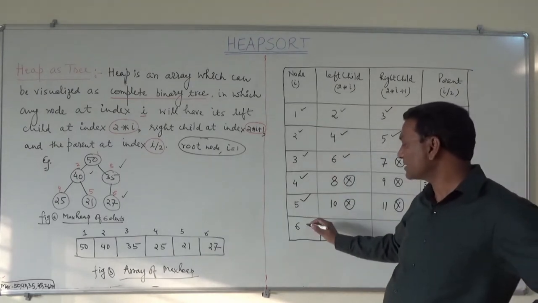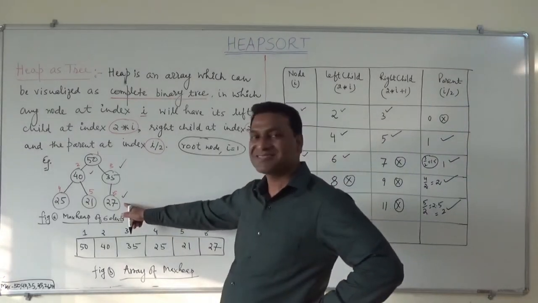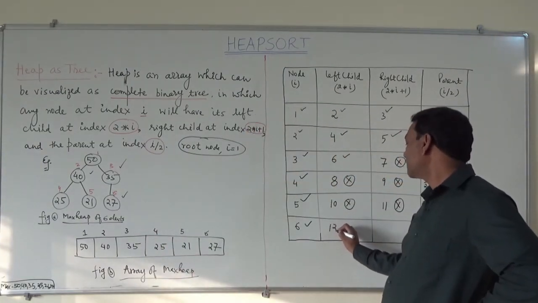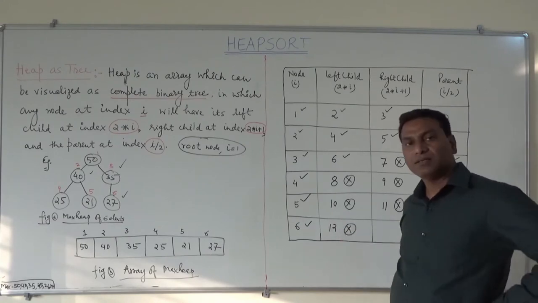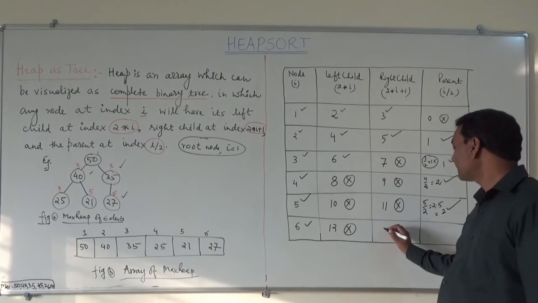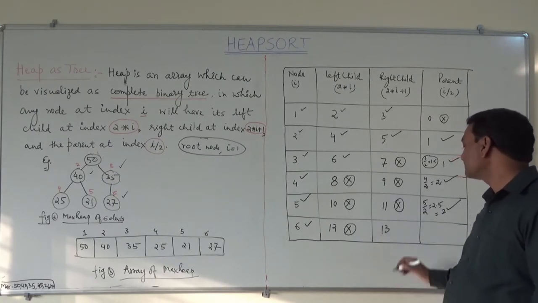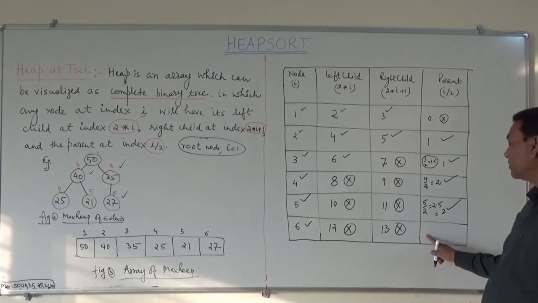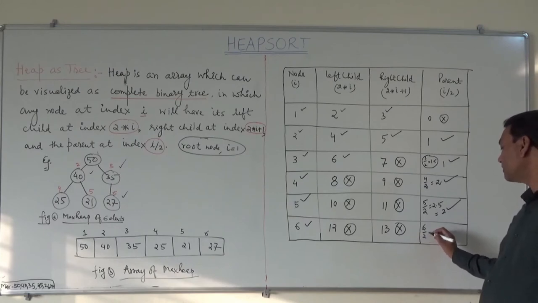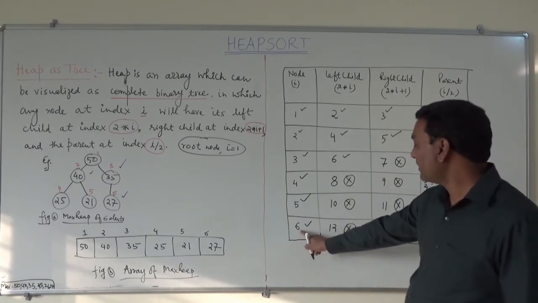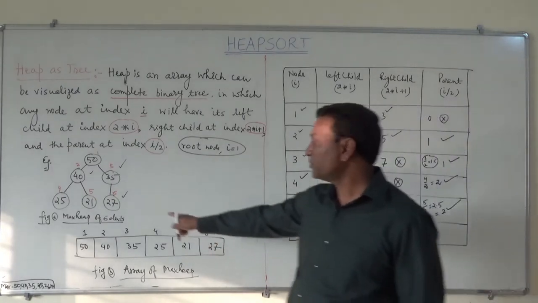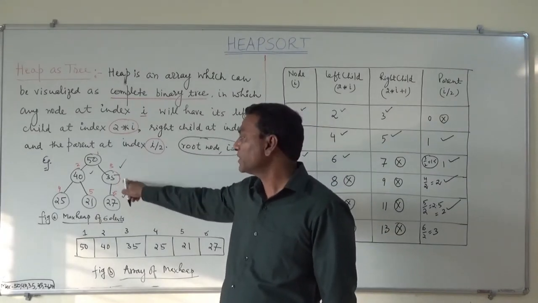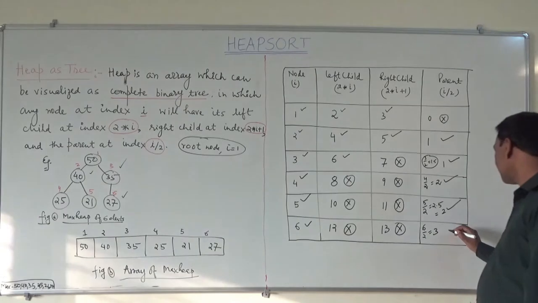Now when i is 6, we will consider this particular node. This is 27, so its left child will be at position 2 times 6, which is 12. This is also absent, and its right child will be at 13. This is also not present. Its parent will be 6 upon 2, which is 3. So its parent node is at third position. It can be verified from here. This is 35, so this is verified.